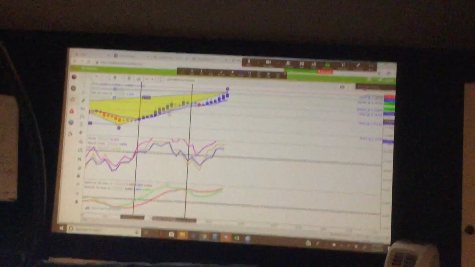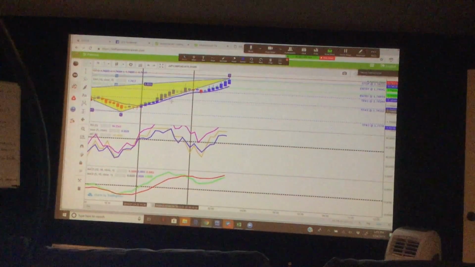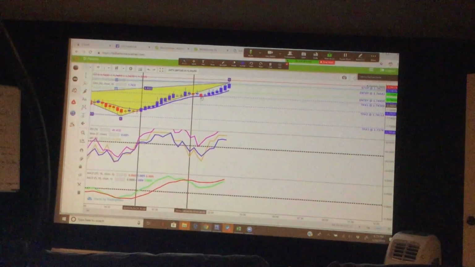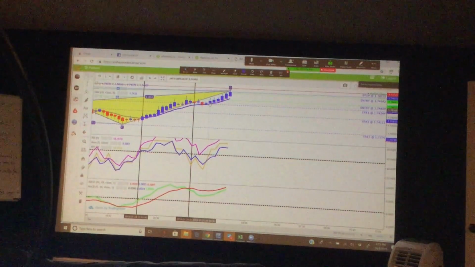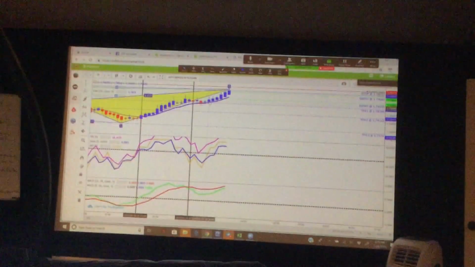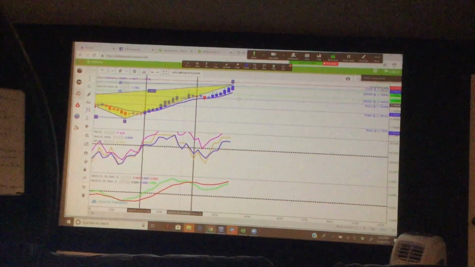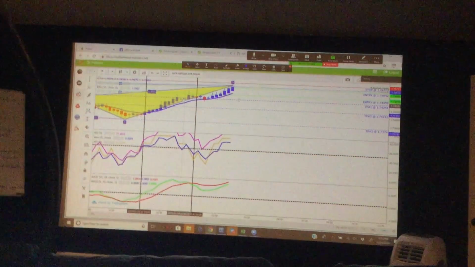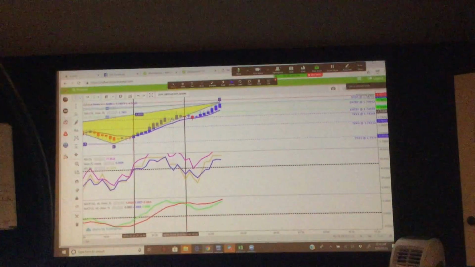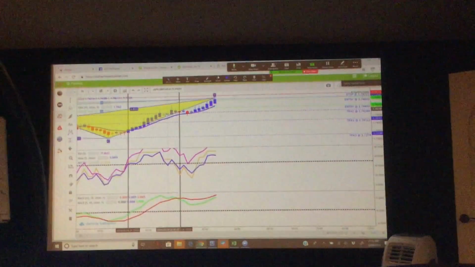Now, when it gets up to like here, some of my team, as long as it stays above the blue, they're not getting out. Even if the candles turn red, they don't get out, as long as the candles are above the line. Does that make sense? It's respecting the line.